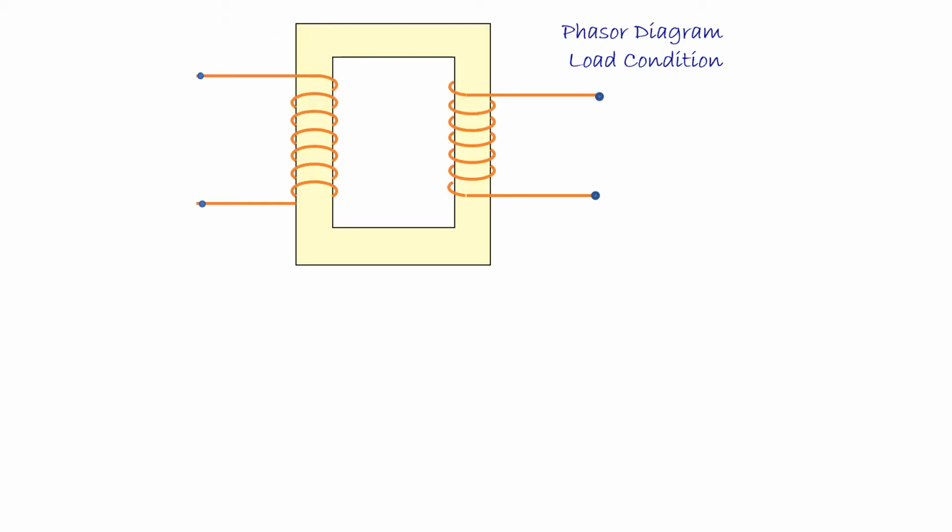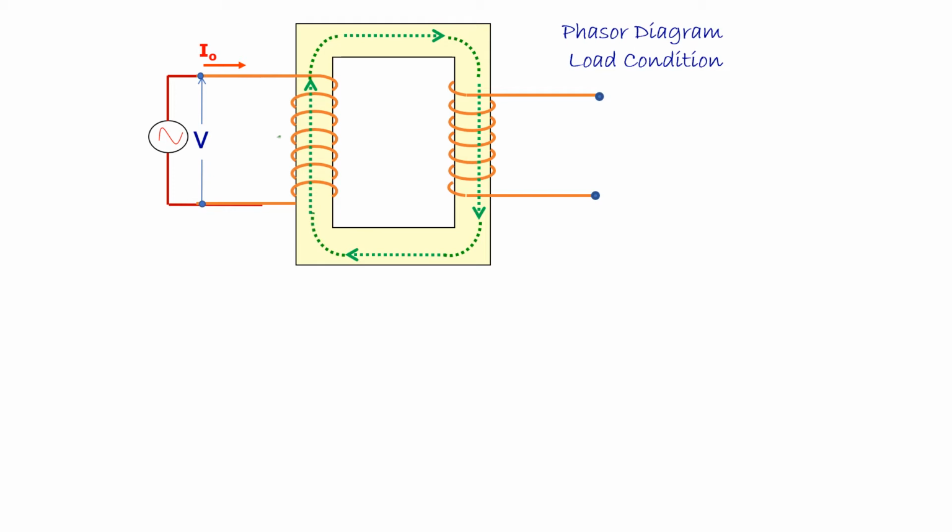We will draw the phasor diagram under loaded condition. The supply is given to the primary. The input current is the no load current I0 because the secondary is not connected to the load. This I0 will produce flux in the direction shown and the flux passes throughout the core. E1 and E2 are the EMFs in the primary and secondary.